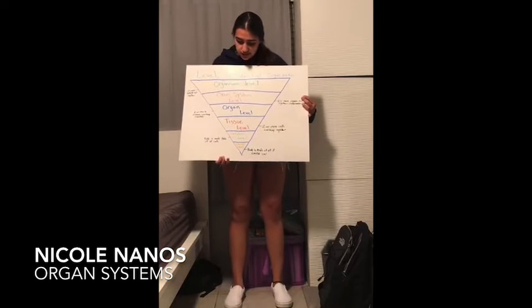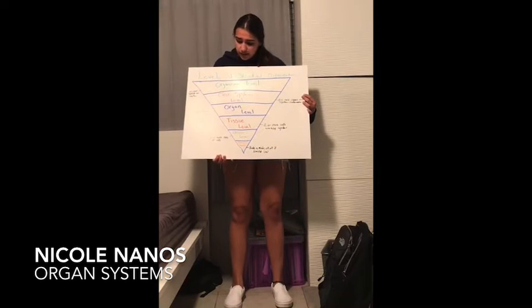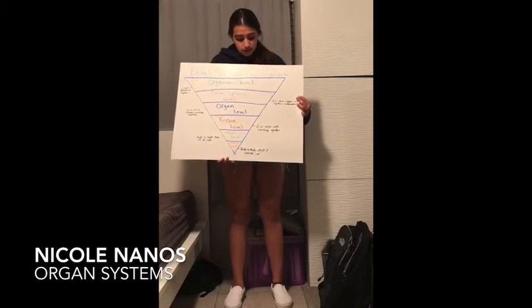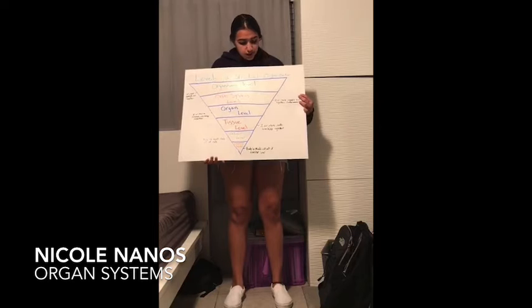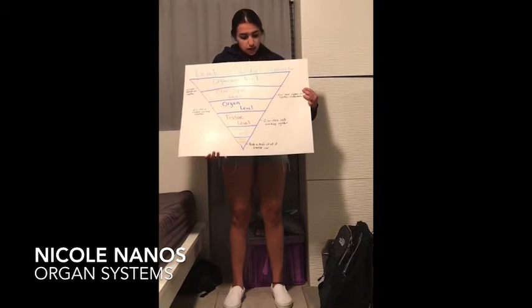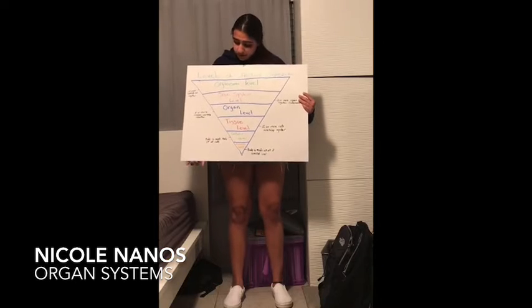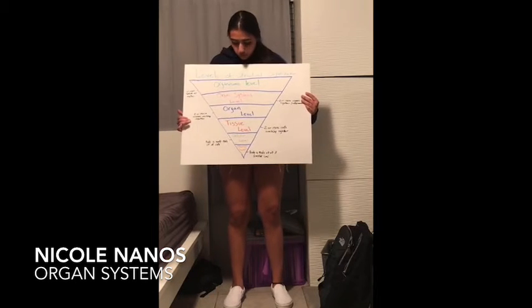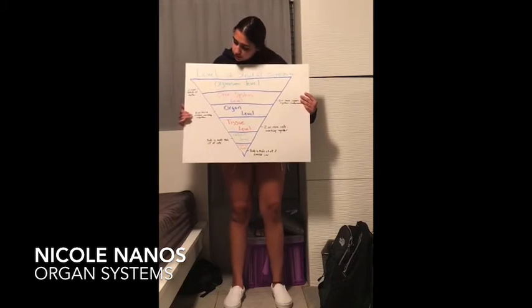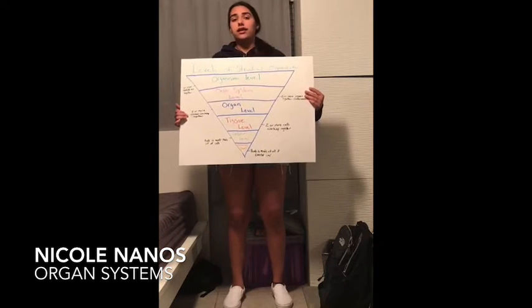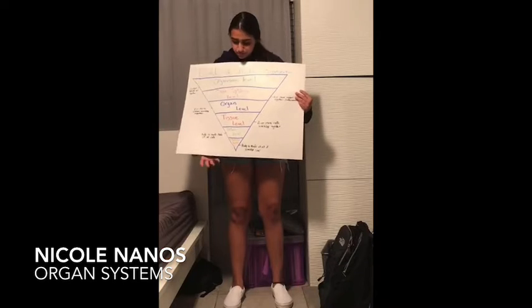After that, we have the cellular level. The body is mostly made up of cells, so that's why that comes next. Then we have tissues. Two or more cells working together is the definition for the tissue level. After tissue, we work our way up to the organ level. Organs are two or more tissues working together to form a similar function.